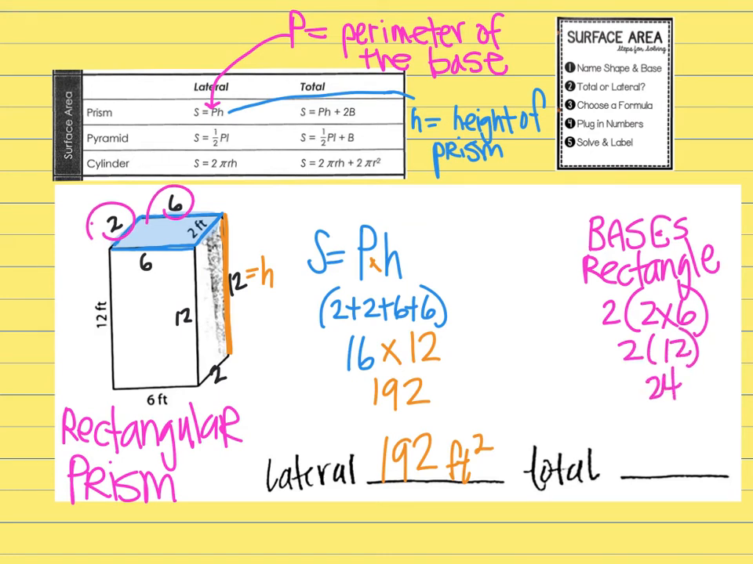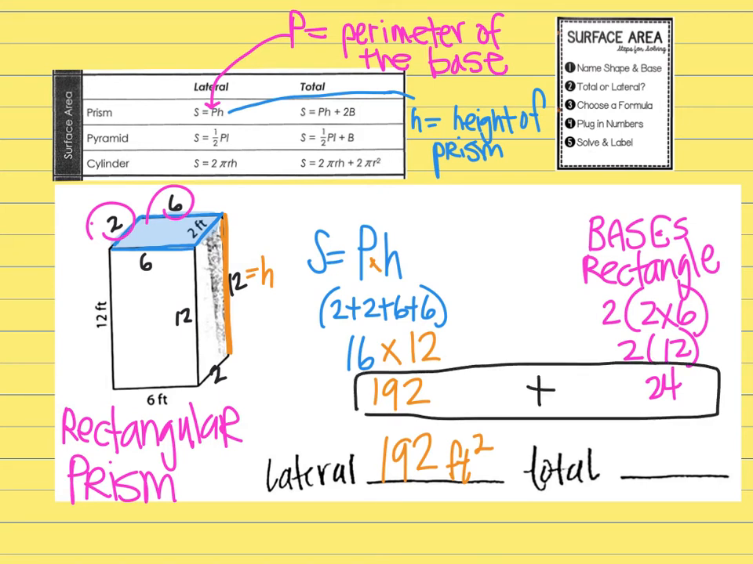Now, the reason that I just did this separately over here on the side is because I already had this much right here, which was the first part of the formula, and then I do my 2 bases, so I have my 2 bases right here. I'm just going to add these 2 together to get my total, and that would be 216, and again it's measured in square feet.